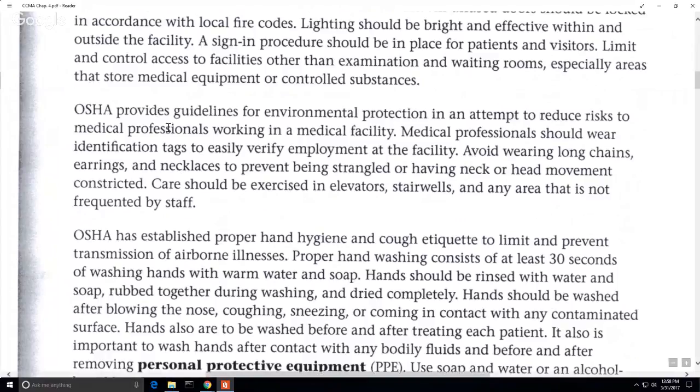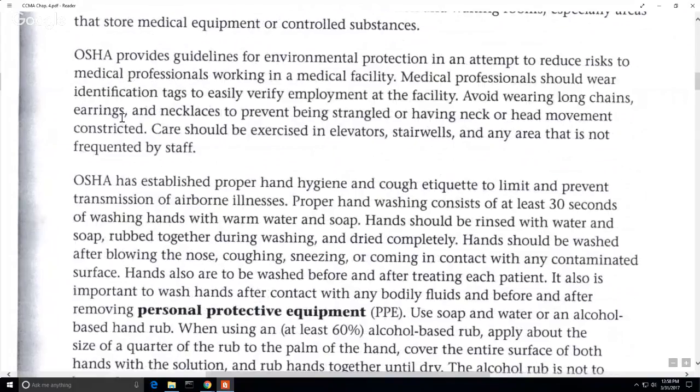It is also important to wash hands after contact with any body fluids and before and after removing personal protective equipment, known as PPE. Use soap and water or alcohol-based hand rub. When using at least 60% alcohol-based rub, apply about the size of a quarter.